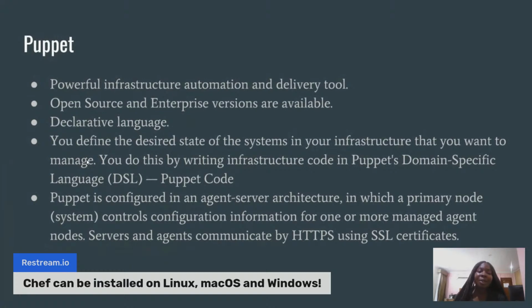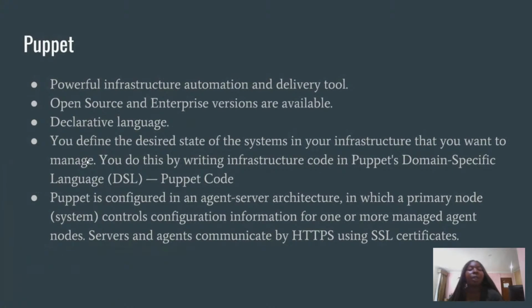So Puppet is also a very, very good configuration management tool. It's also open source, and just like we have enterprise versions of Chef, you also have the enterprise version in Puppet. It's a declarative language. What it means is that you just declare, let's say, do this, and it does it for you. You don't have to write complicated code. So it's very easy to use.